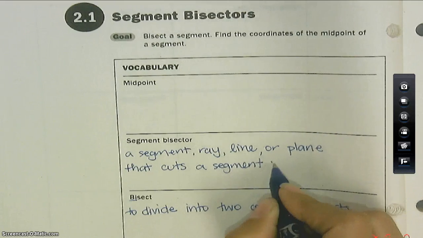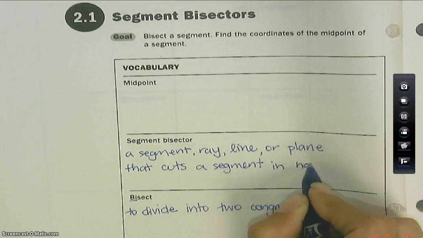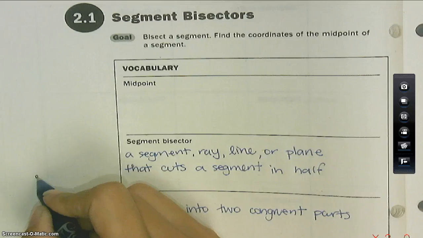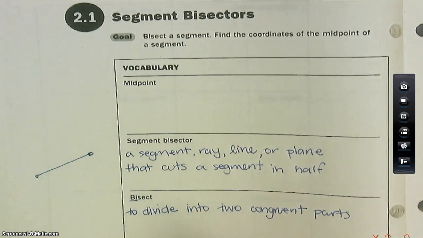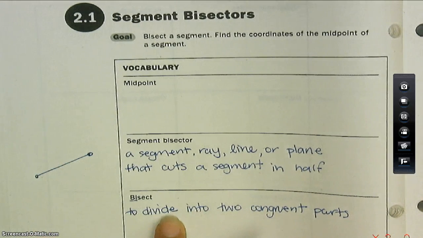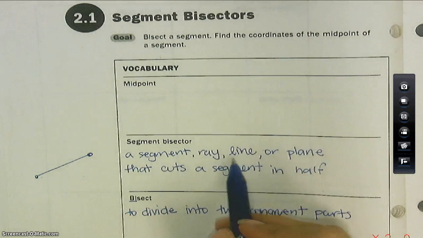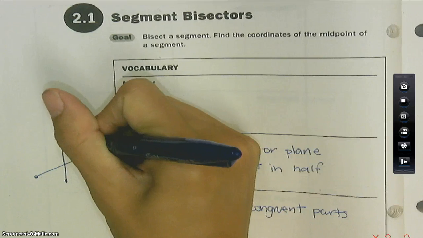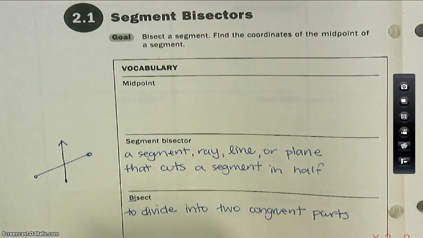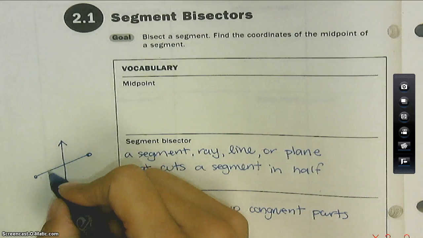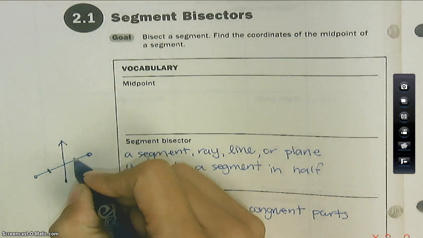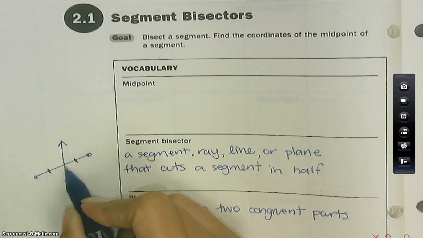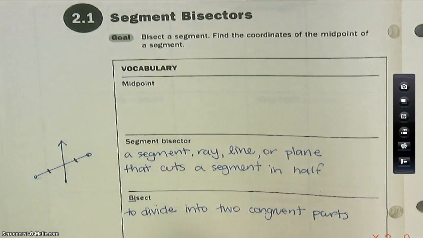And we'll draw a picture to go with this. So here's a segment, and the bisector divides it into two parts. So let's do a ray, for example. This ray just sliced this segment in half. And to show that, we put little tick marks here. That means that this half is equal to this half.